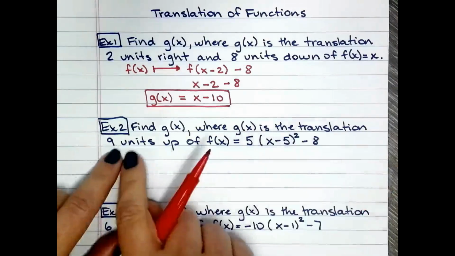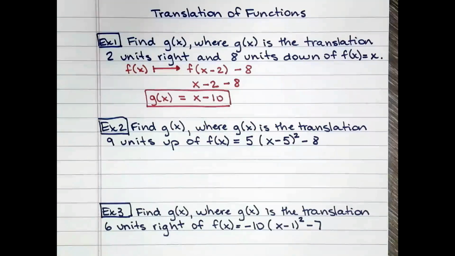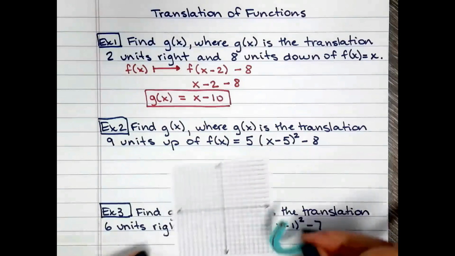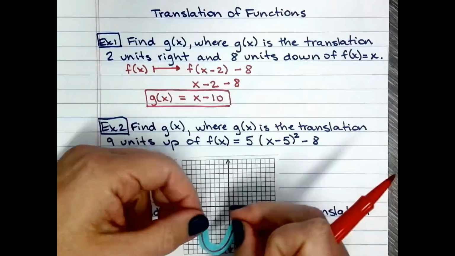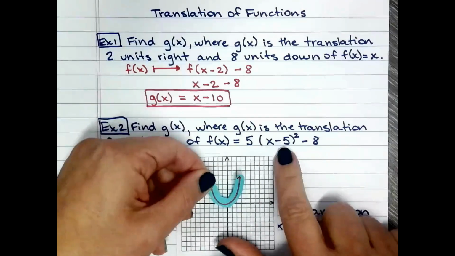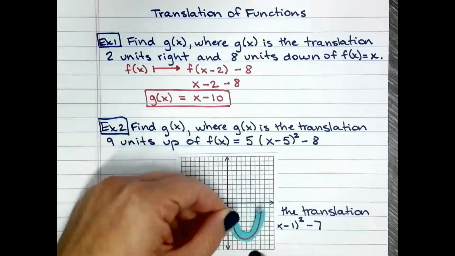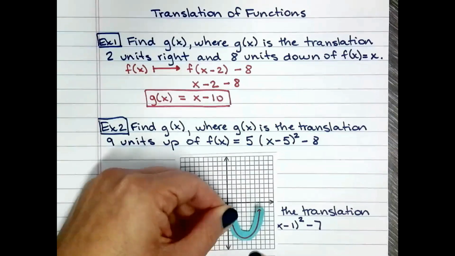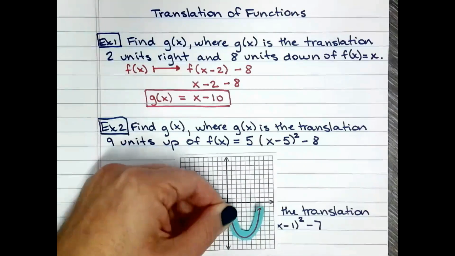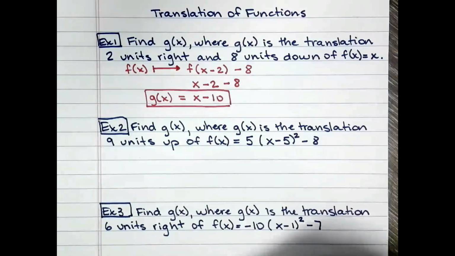So translation 9 units up of this function. That's one of the silly examples I gave in the beginning. So you're translating a quadratic function or just a parabola that was not starting at the origin. So this one was starting 5 units to the right and 8 units down. It would be over here somewhere. Okay? And you just need to move or translate 9 units up. So 9 units up. Where would that be? What is the new function?